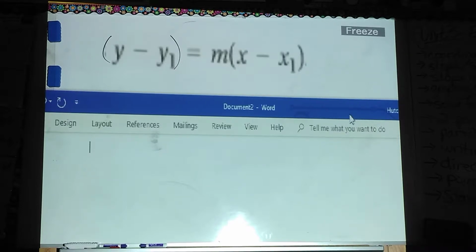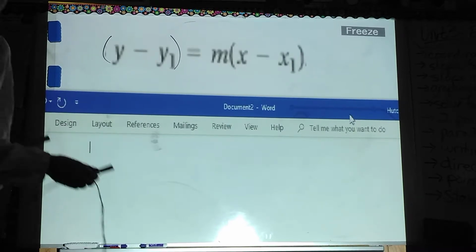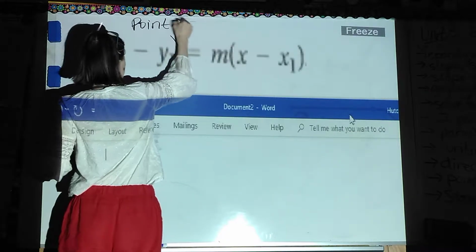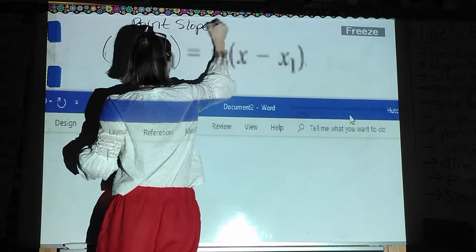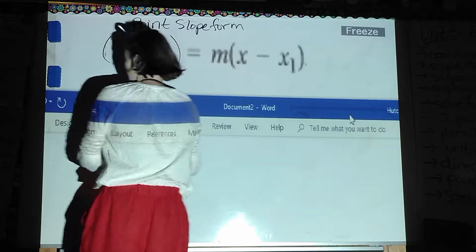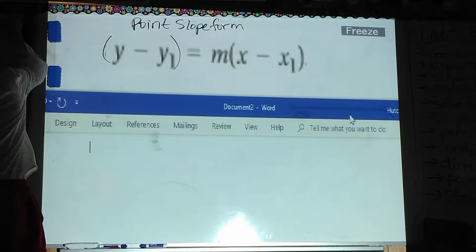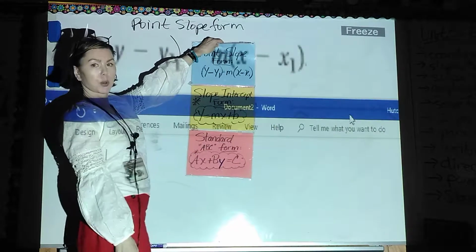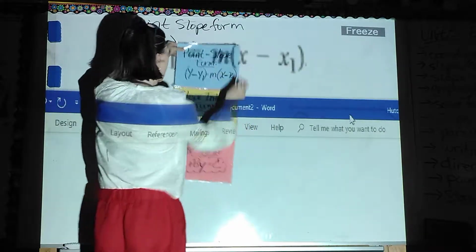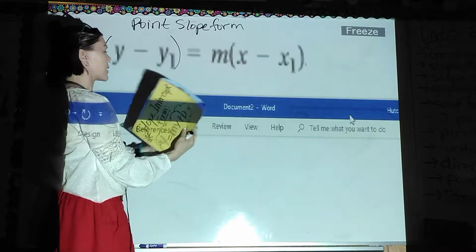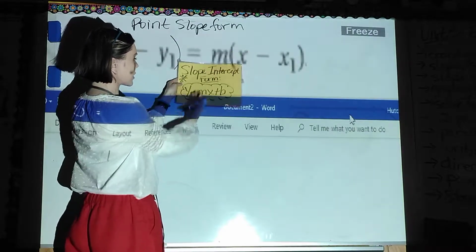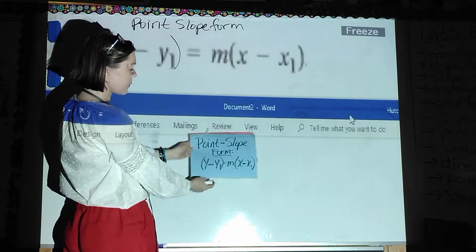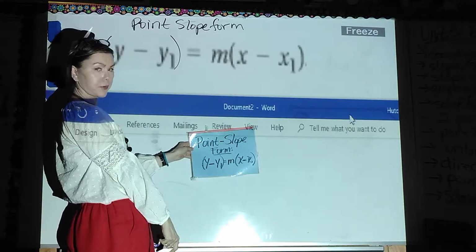So right now we are talking about the equation of a line. Everybody write this down in point-slope form. Okay? So let me remind you. Here it is, folks. Already told you. 1, 2, 3. So we have gotten to know the infamous slope-intercept form so far. And now we're going to talk today about point-slope form.